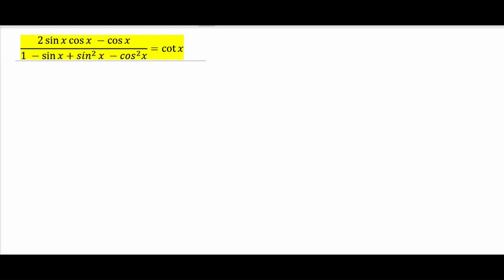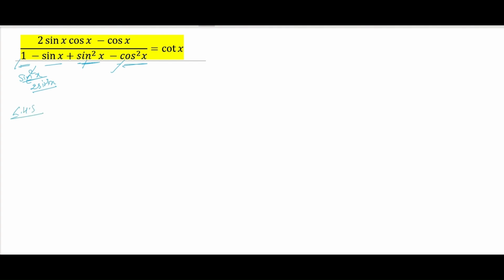Coming to the next question here. In the denominator again, 1 minus cos square x, from sin square x plus cos square x is equal to 1, we know that 1 minus cos square x is equal to sin square x. So in place of these two terms, we will write sin square x. And again sin square x, if we add them together, it gives 2 sin square x. So these two terms also won't be there. We have 2 sin square x minus sin x in the denominator.